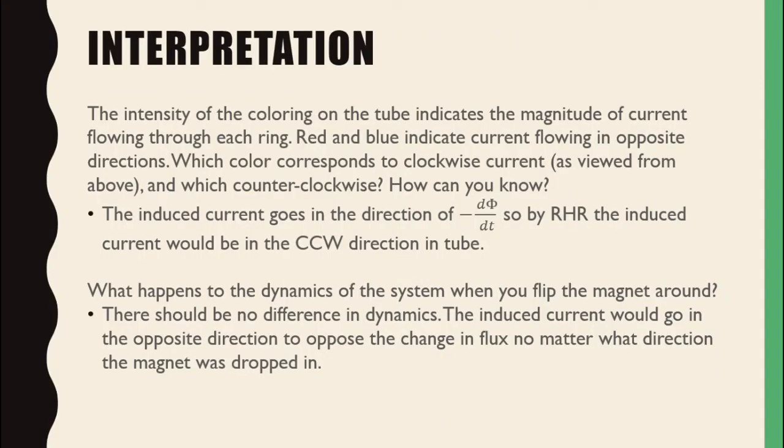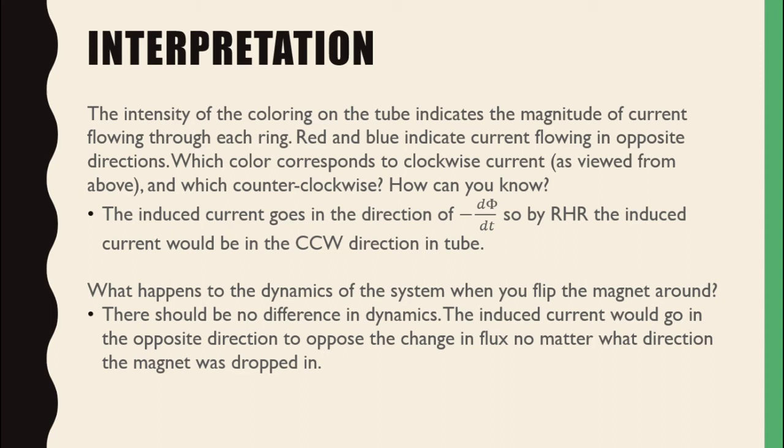So some interpretations. The intensity of the coloring on the tube indicates the magnitude of currents, red and blue indicating currents in opposite directions. So how do we know which color corresponds to which? Well, we know that the induced current goes in the direction of negative dΦ/dt. So by the right-hand rule, the induced current in our tube should be in the counterclockwise direction of the tube.